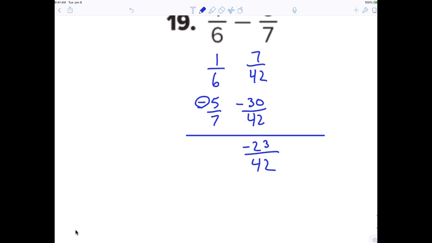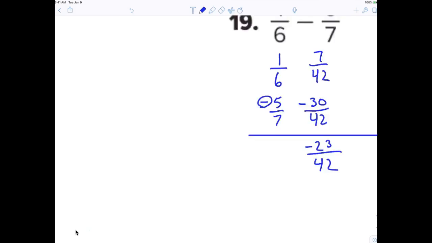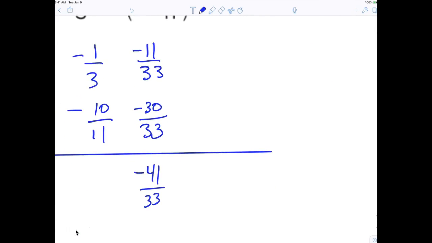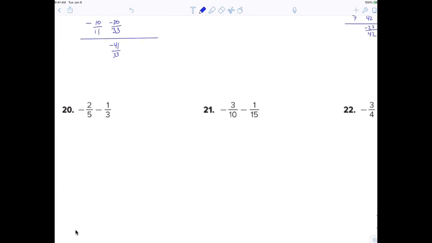All right. I also have a question on number 17. Good for you. It's negative and negative, so you add them. Listen, what you're doing is you're thinking negative times a negative is a positive. If you owe your mom 11 and you owe your dad 30, that means you owe 41. There you go. All right, good job, guys.